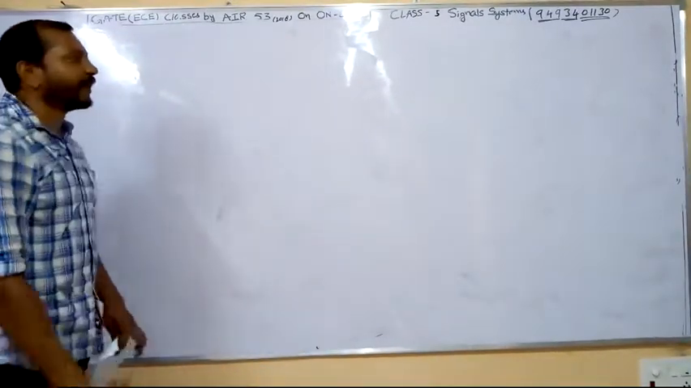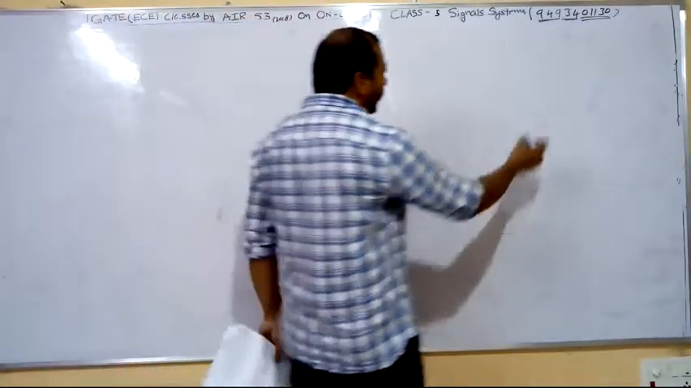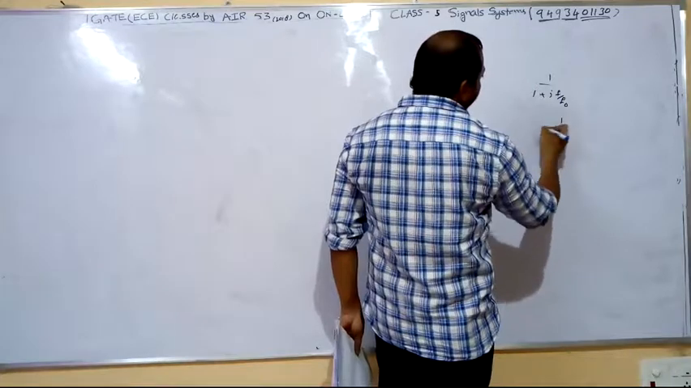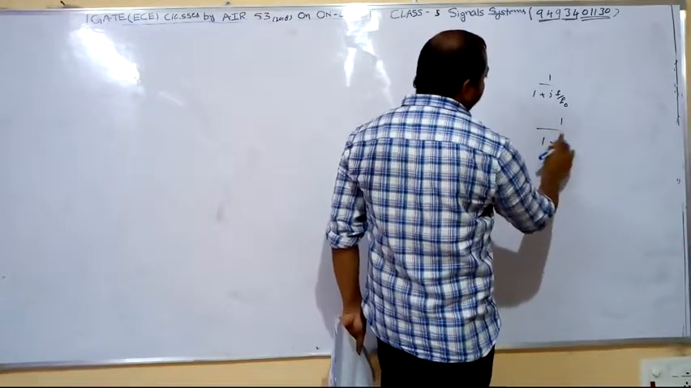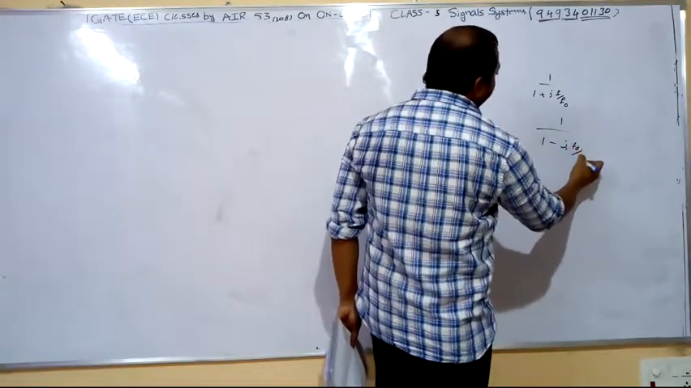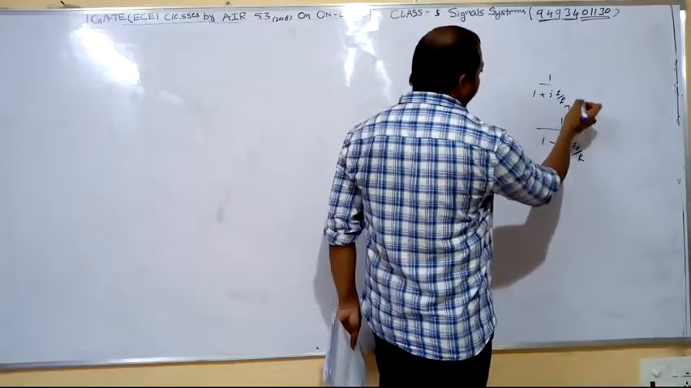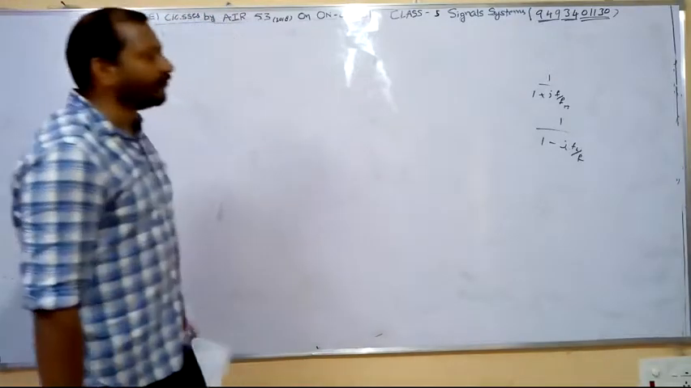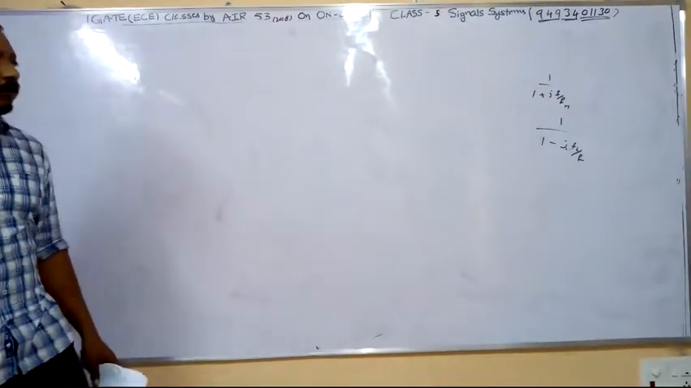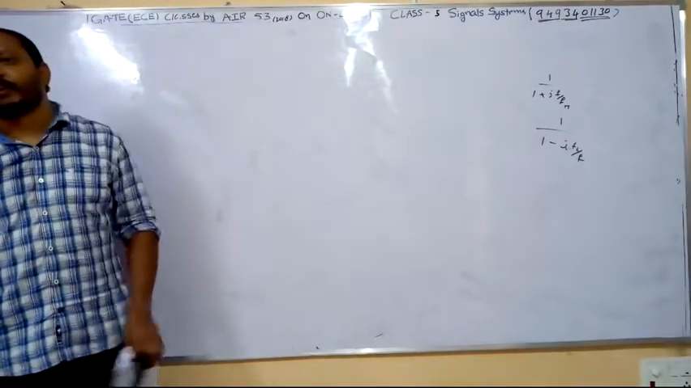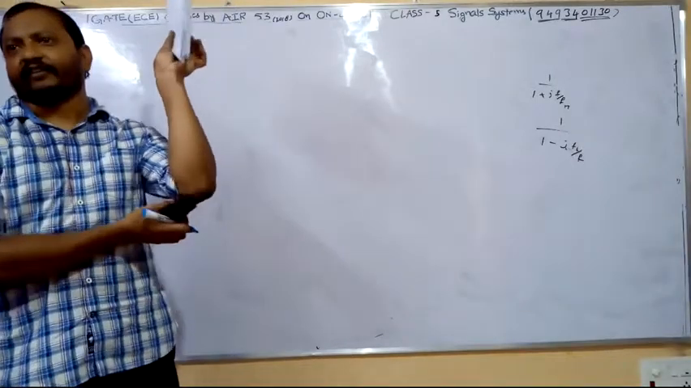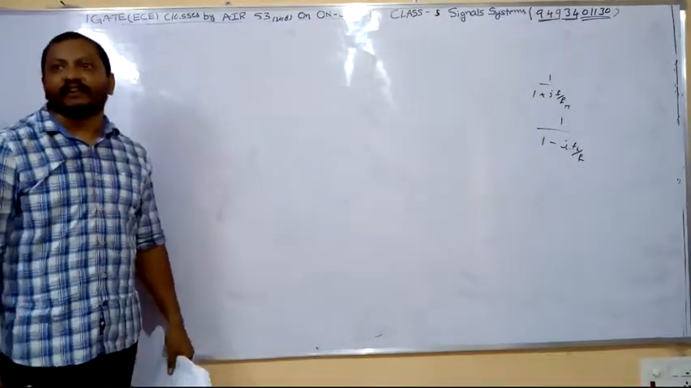Whatever the transfer characteristics of the low pass filter, we have 1 by 1 plus j f by f naught, and for the high pass filter it is 1 by 1 minus j f naught by f. That is, for the low pass filter it is f by fH, and for the high pass filter, 1 by 1 minus j fL by f. The high pass filter we have to consider like this. Everything else is the same, only the transfer function is different, that's it.